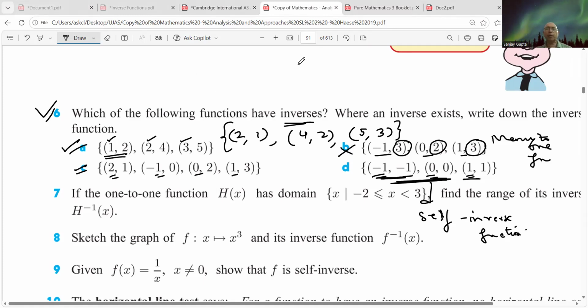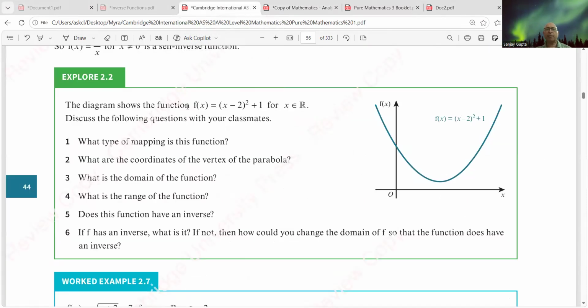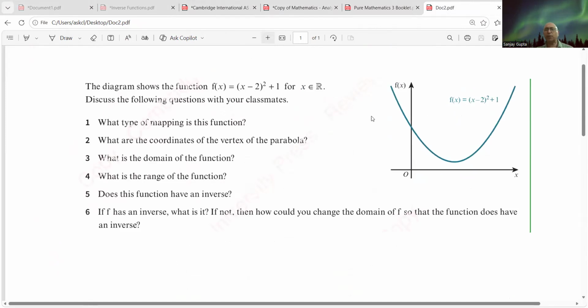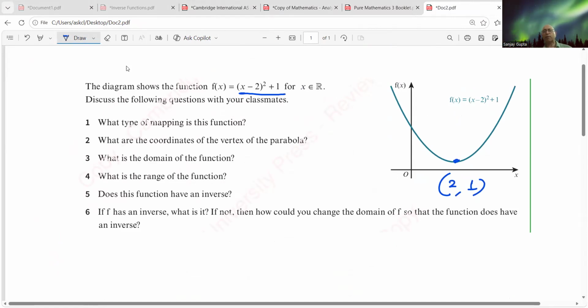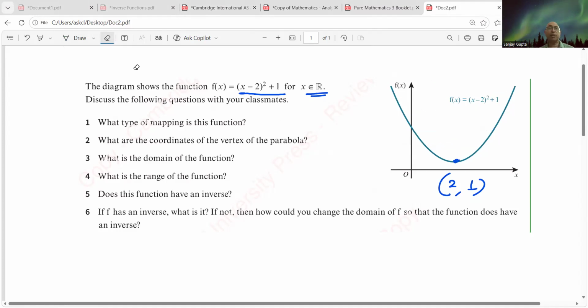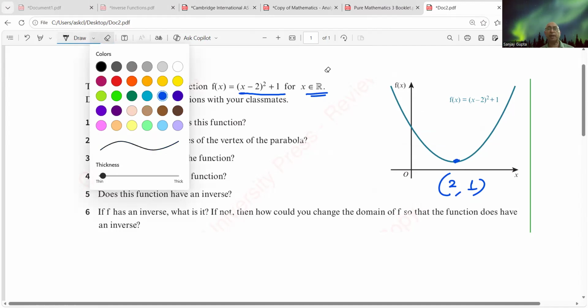So this is one type of question that you should know. The second type of question is something that we see here now. The diagram shows a function which is a many-to-one function. It's a parabola which has a vertex. What's the vertex of this parabola? The vertex is going to be (2, 1), because this is already in completed square form. Right? And x belongs to the set of all real numbers. So we know it's what is called a many-to-one function, and therefore it will not have an inverse. But the domain can be restricted to make the inverse and then we can write it.